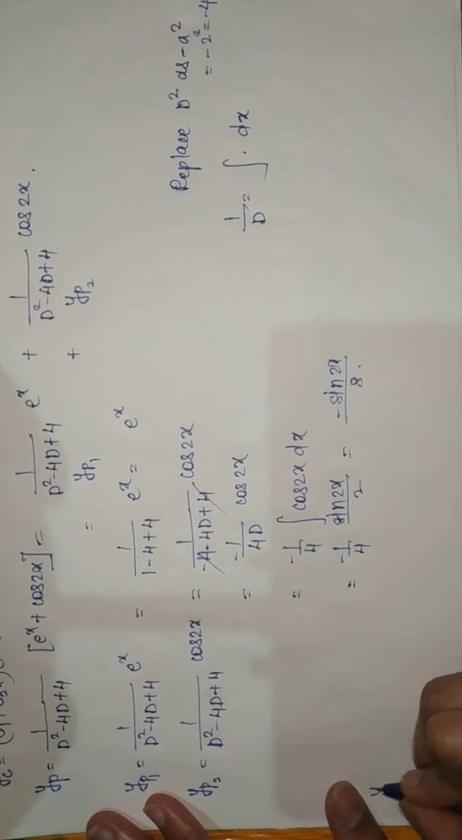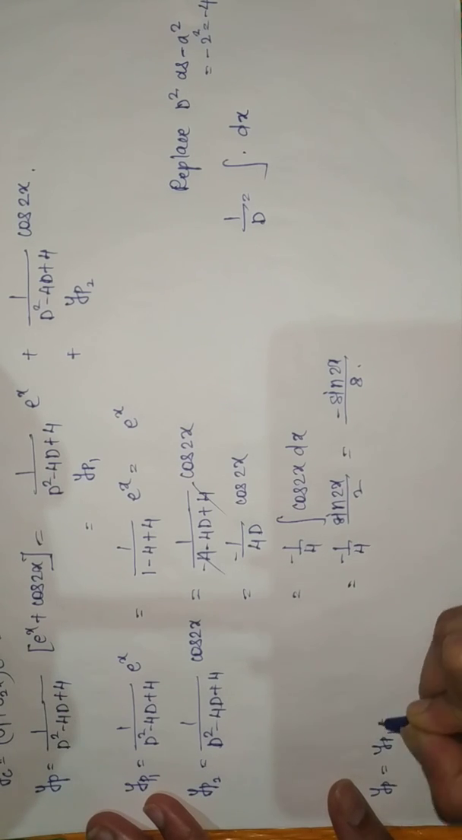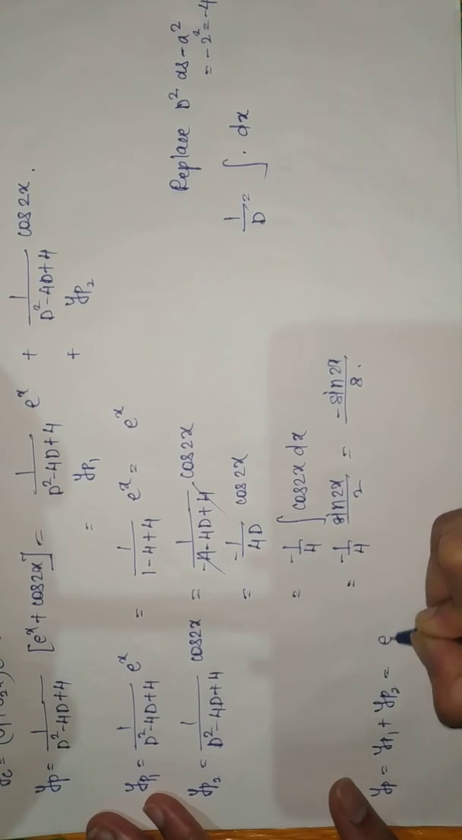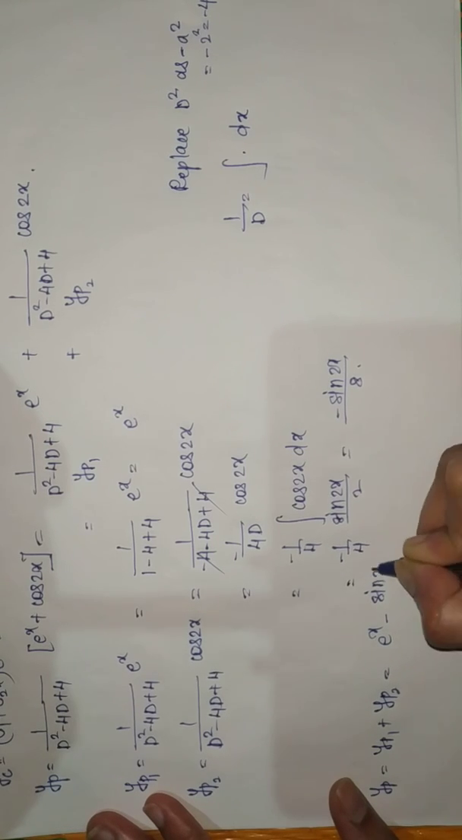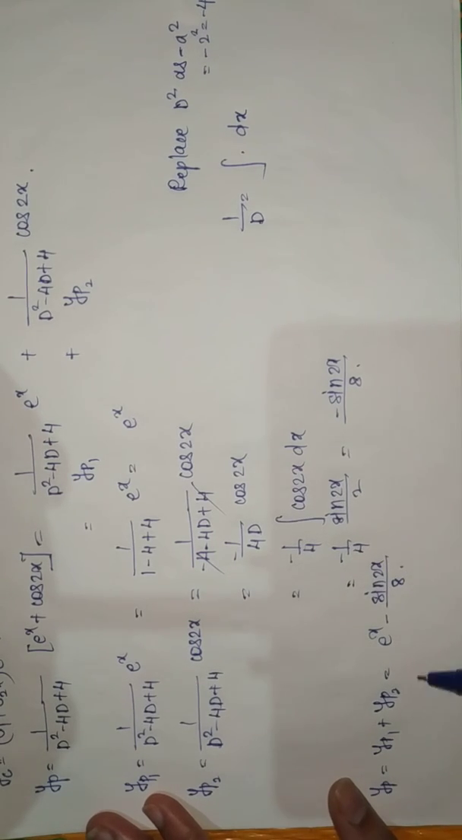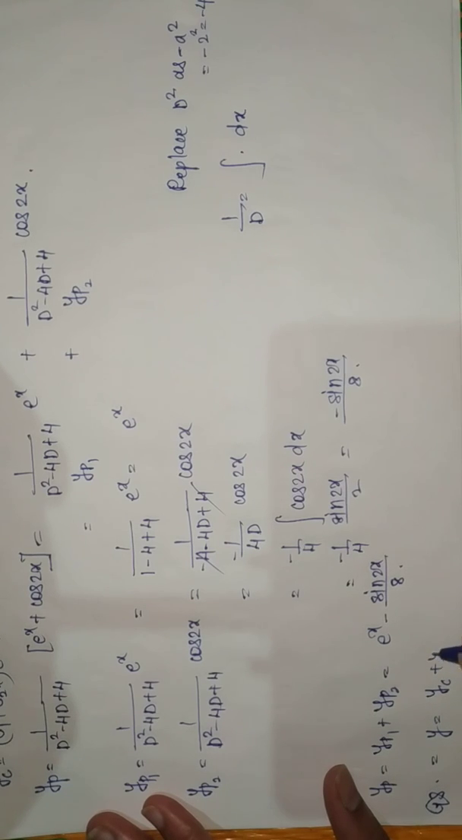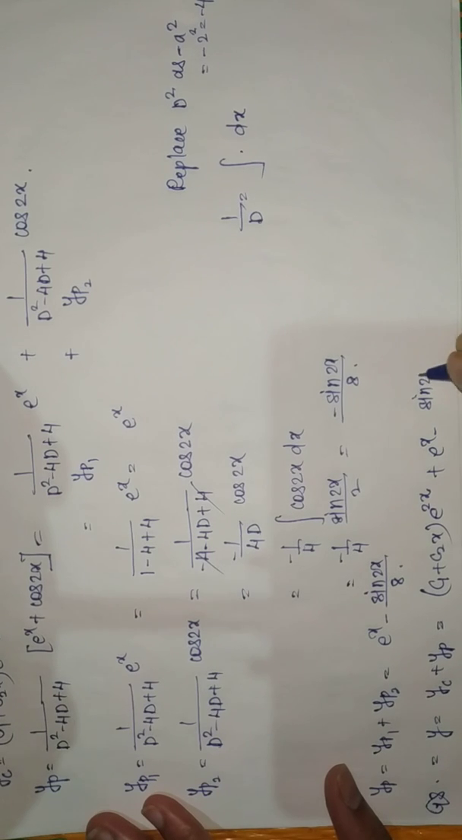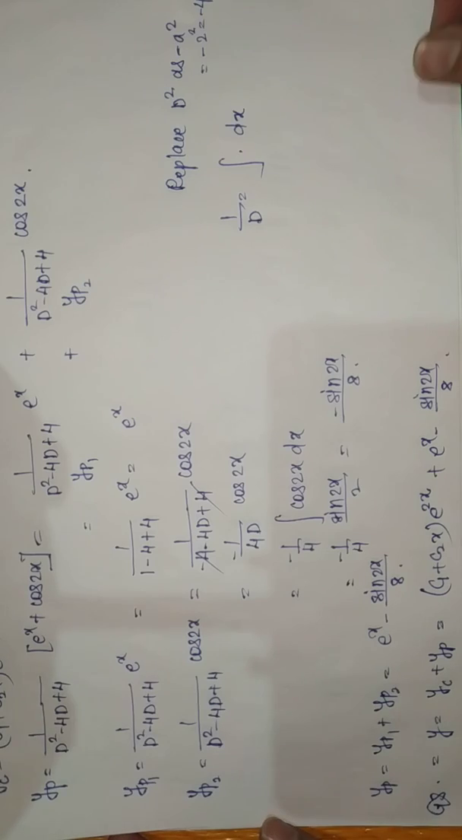Now we can write the required particular integral, which is yp1 plus yp2, which is e to the power x minus sin 2x divided by 8. But without the general solution, your answer is incomplete. So the general solution y is equal to yc plus yp, which is equivalent to (c1 plus c2 x) e to the power 2x plus e to the power x minus sin 2x divided by 8, which is the required general solution. Okay, now we will solve one more question.